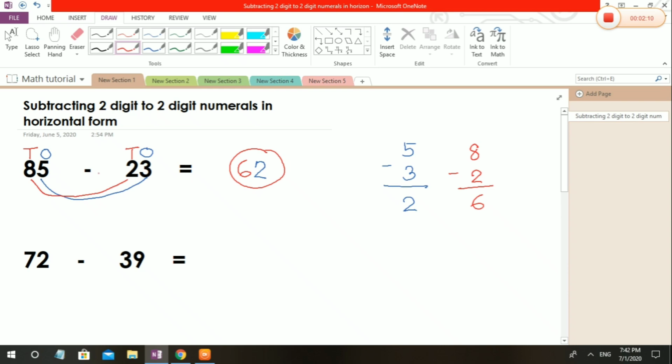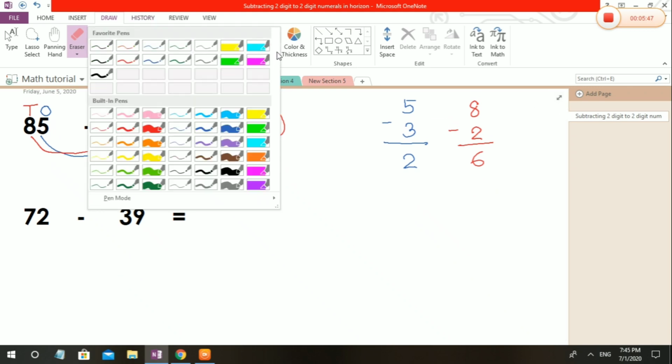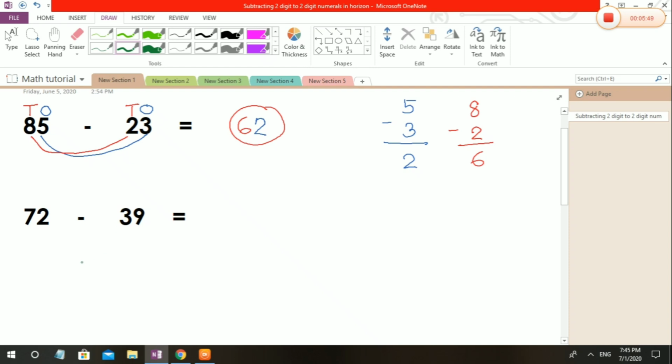Like what I've said, you are going to group them by their places. Okay. Now, let's move on to this next number. As you can see, 2 is less than 9. Now, what are we going to do? So 2 here will borrow. 2 here will borrow from 7. So 7 becomes 6. Why does it become 6? Because we are going to borrow 1 from 7.